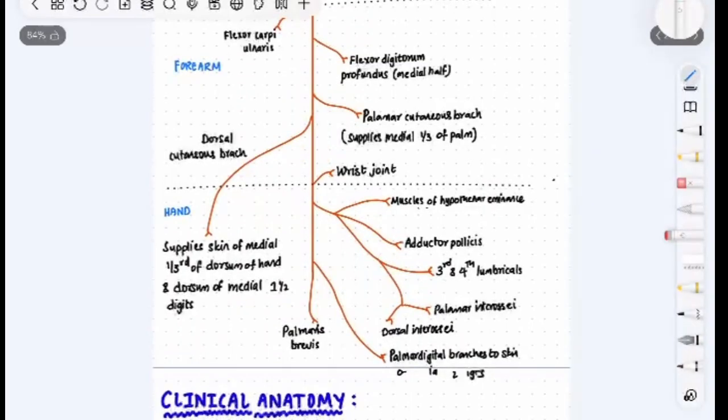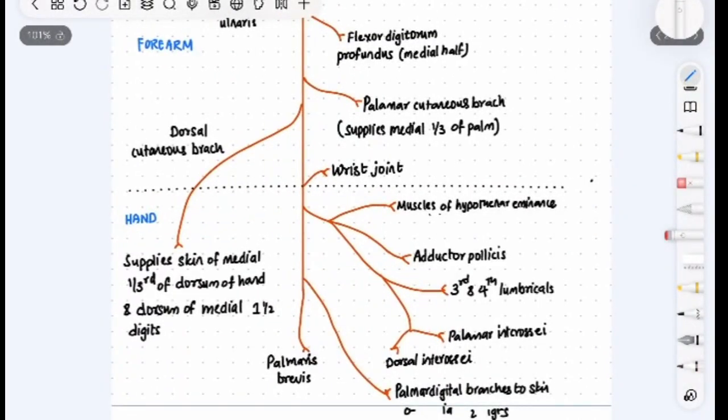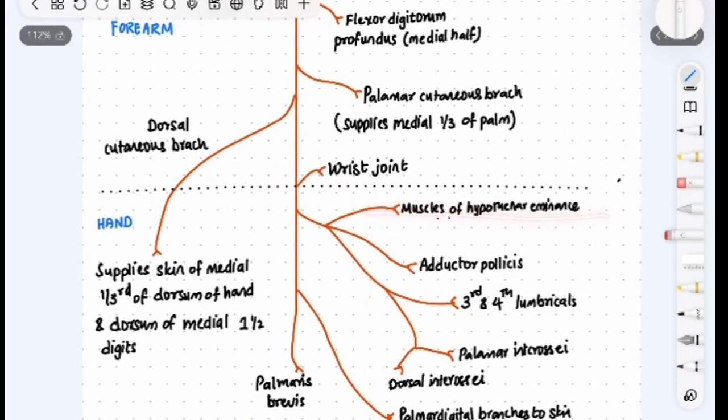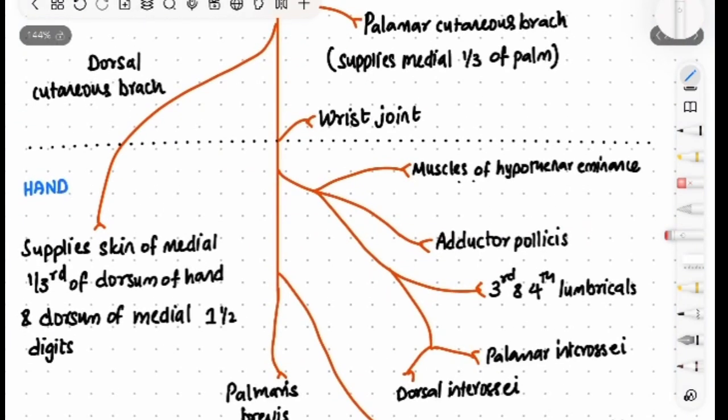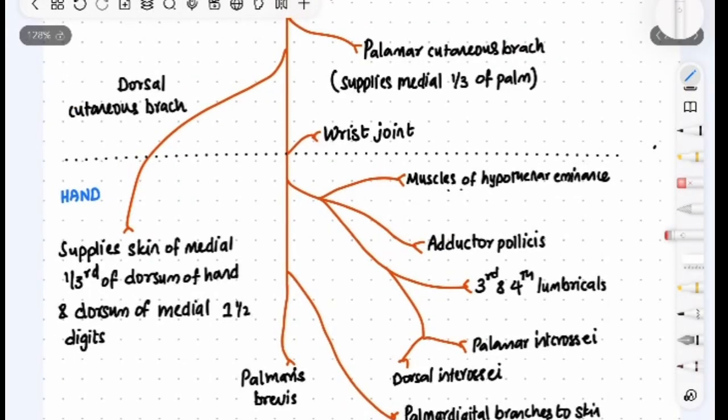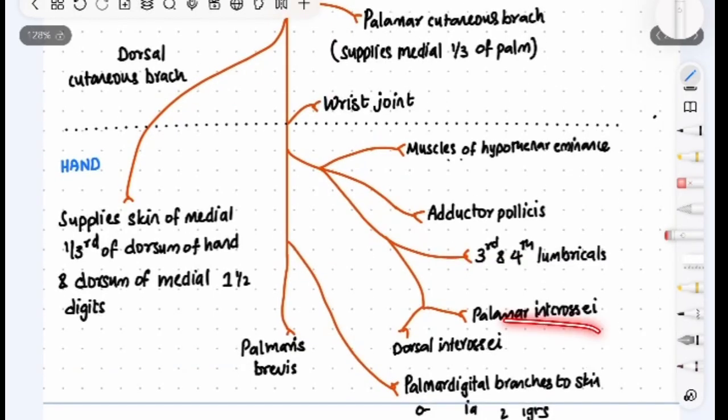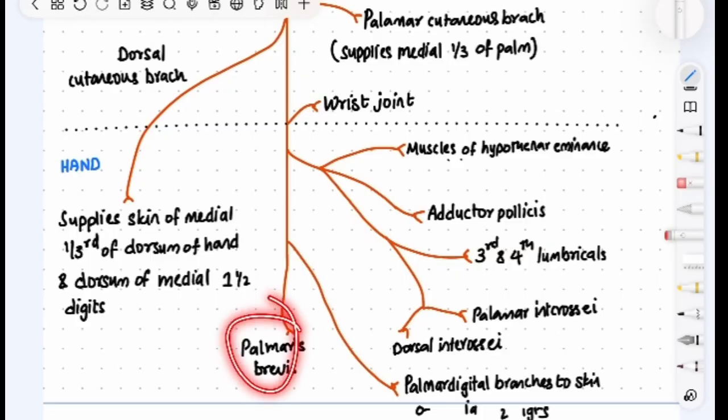Next, this is somewhat important. It gives the nerve supply in the hand. In the hand, it supplies the muscles. What muscles does the ulnar nerve supply? The muscles of the hypothenar eminence. Try to remember the muscles of the hypothenar eminence. Next, it supplies adductor pollicis, and it also supplies the third and fourth lumbricals, and it gives branches to the palmar interossei, dorsal interossei, and palmar digital branches to the skin also, as well as one more important branch, that is palmaris brevis.